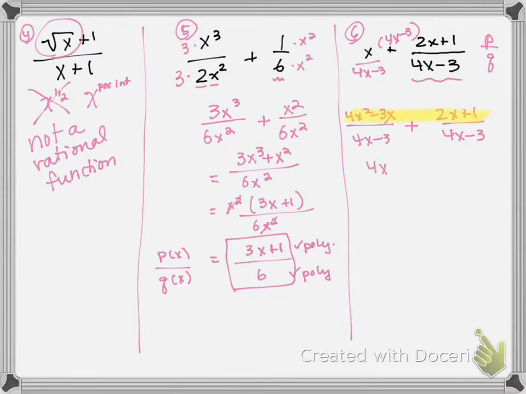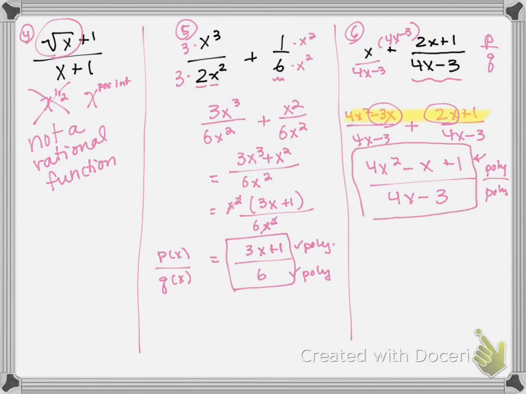So I get 4x squared plus 3x, or negative 3x plus 2x is going to be a negative x plus 1. And that's over 4x minus 3. And you can try to factor the top, but the factors are not going to include 4x minus 3 because this is a 1 here at the end. So you have a polynomial up top, you have a polynomial in the denominator, and that would be the polynomial form, the rational function form for this given example.